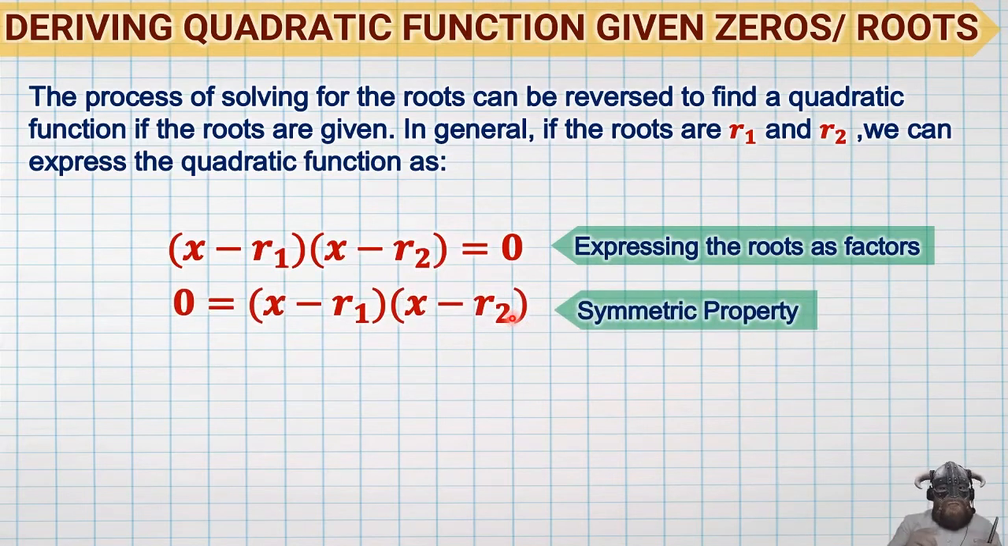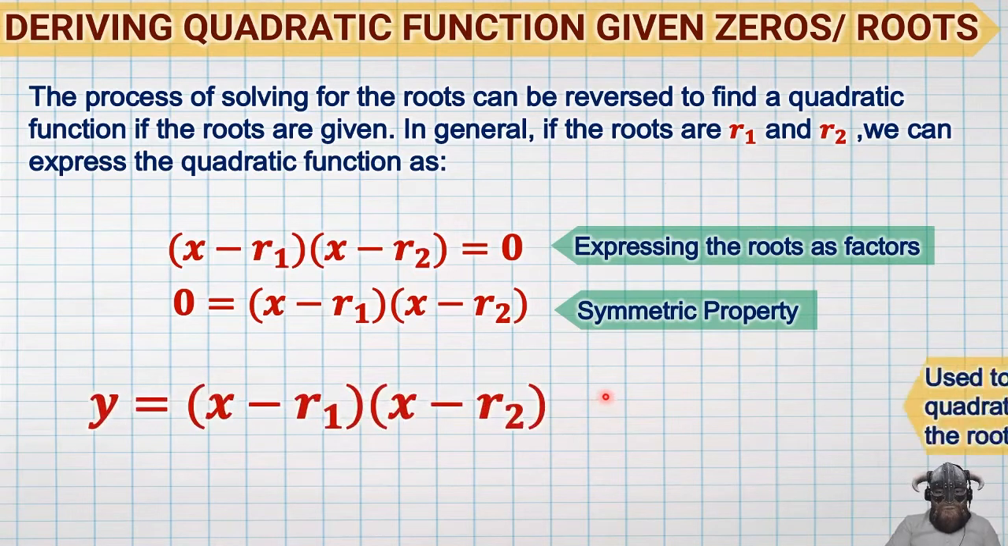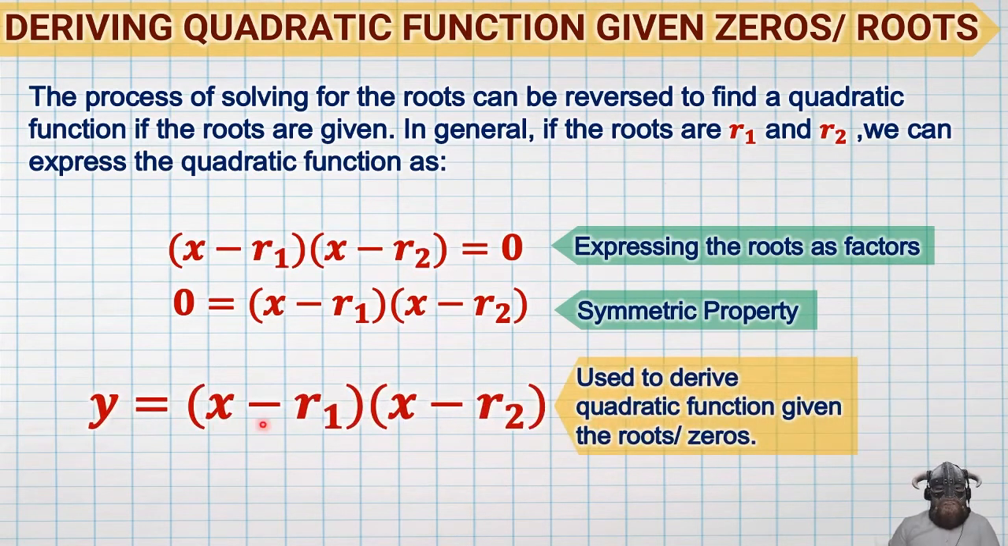Next, we can use the symmetric property. So, I just reversed what we had earlier because this was the first one, so we can now put it back at the front. And having the quadratic function, we can set that 0 to y. So, this is now our working formula to come up with the quadratic function given the roots. As we continue, let's have the following examples so that we can better understand how to use this.